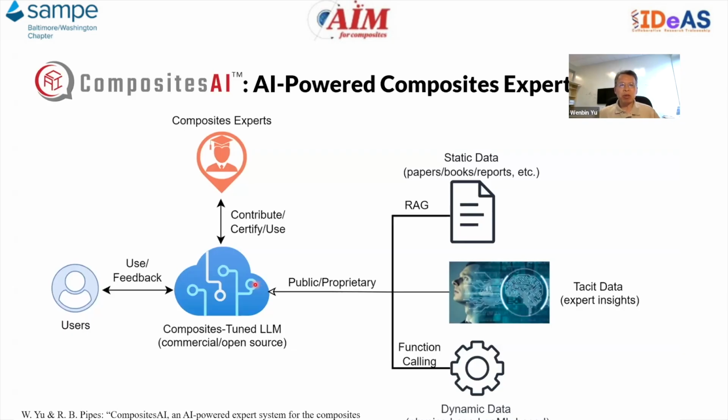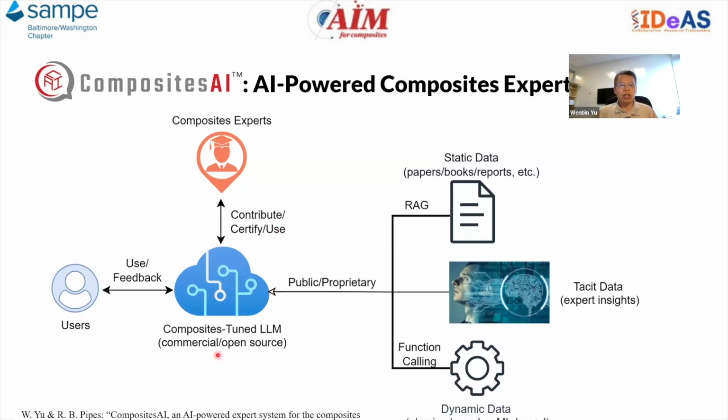Then for the system, we have two levels of human users. One is the regular users, like what they usually are for ChatGPT. You can use the system, and you can also provide feedback to the system. Another level is composite experts, who can contribute knowledge, certify the knowledge, of course use the knowledge, and also help correct the answers to improve the system.